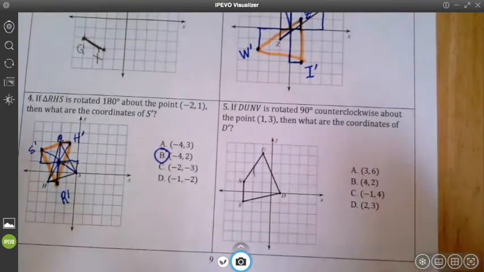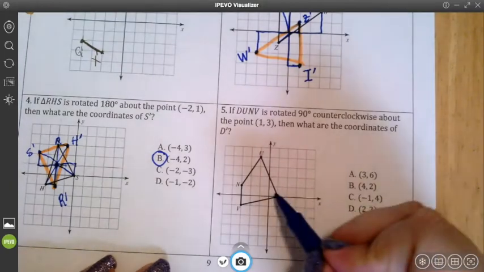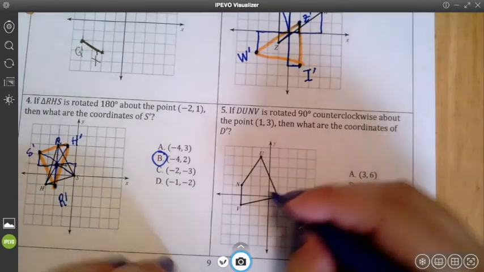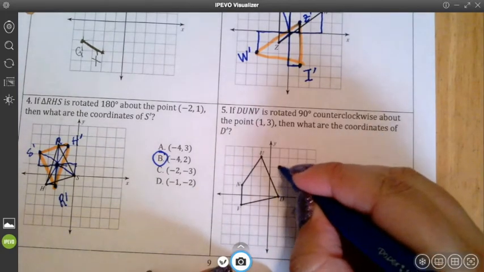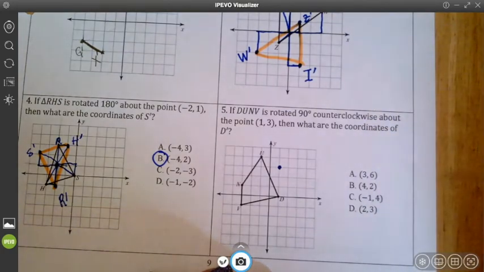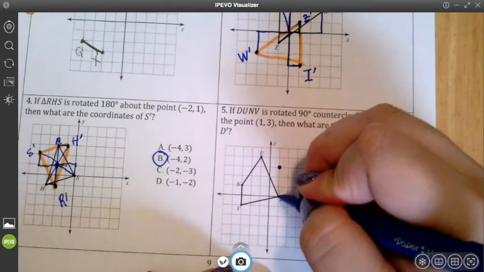For number 5, quadrilateral DUNV is rotated 90 degrees counterclockwise about the point (1, 3). There's my center of rotation. What are the coordinates of D prime? So this time I'm not going to rotate all of them. I'm just going to rotate point D.